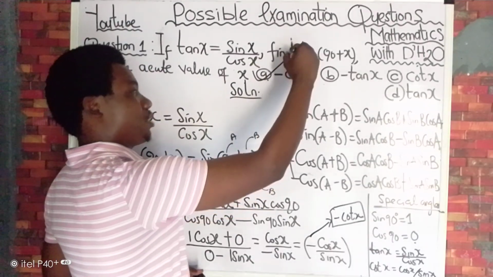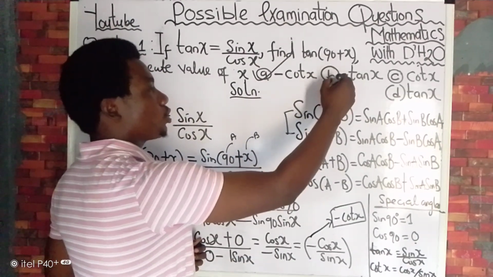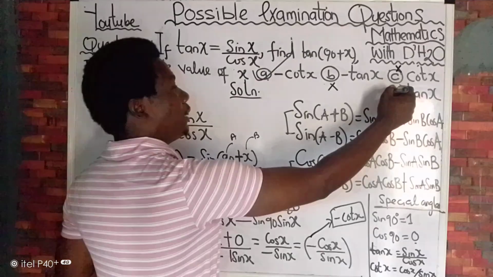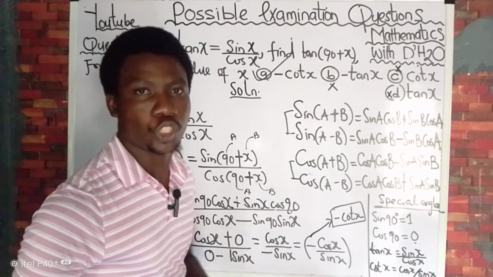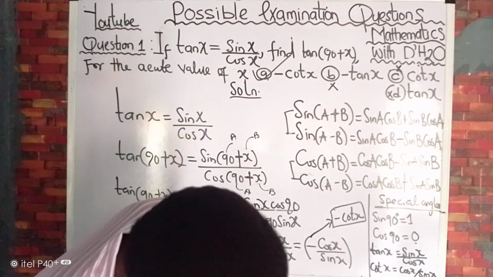So the answer is A. It is not B, it is not C, it is not D. Hold on for question number 2.